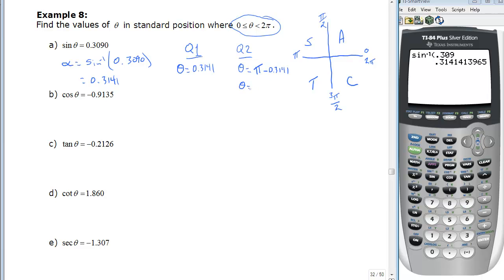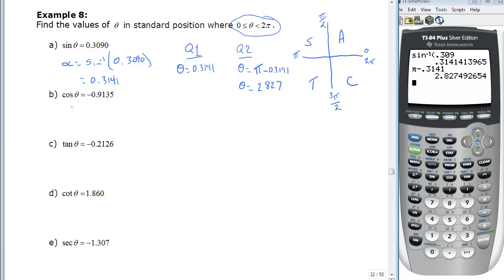That tells us we have pi, which is over the exponent button here, or we can just use 3.14, minus 0.3141, and that tells us we have 2.827 radians. And so there's our two answers. Same procedure, only now instead of 180, we've used pi. And then really there's nothing else different.